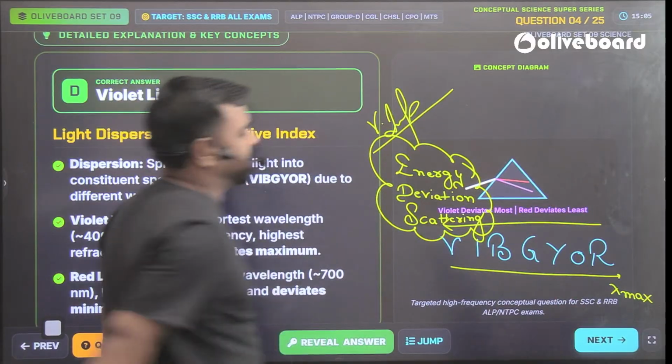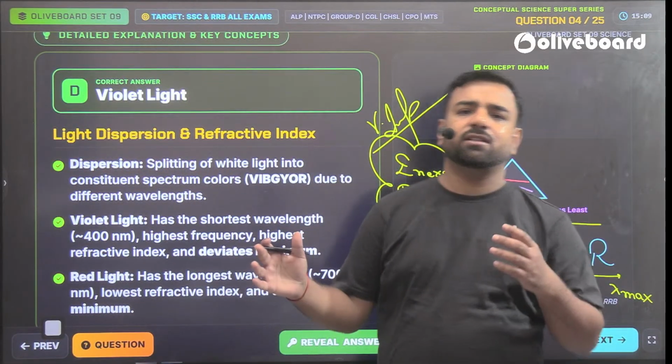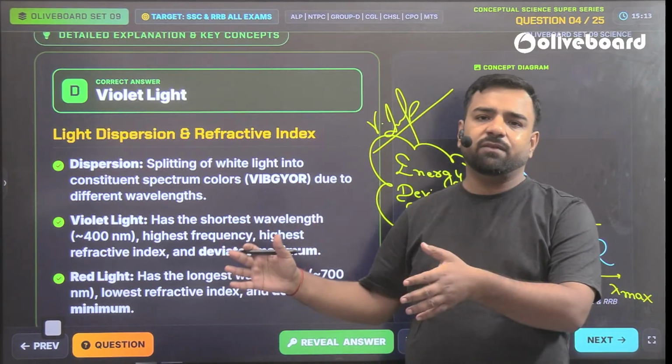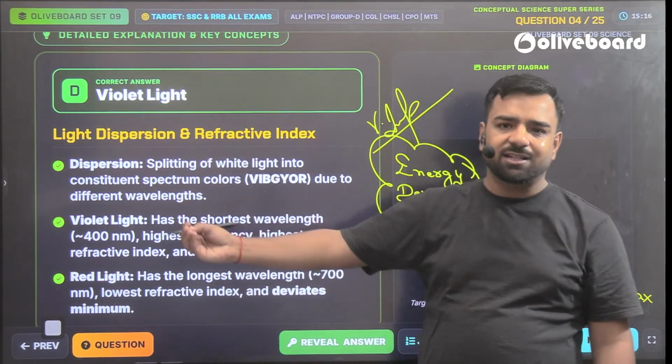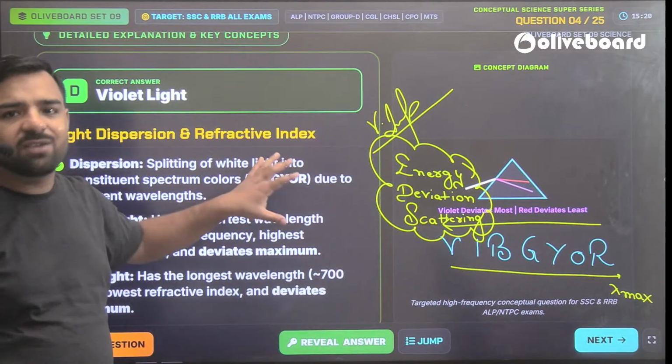especially for the railways examination, because in the SSC examination there are a total of 25 questions, out of which 3 to 5 questions will be from science. But in the railways examinations, science plays a significant role, whether it is ALP or JE. So yes, these are very important questions.